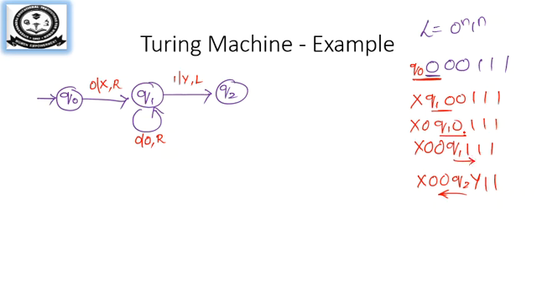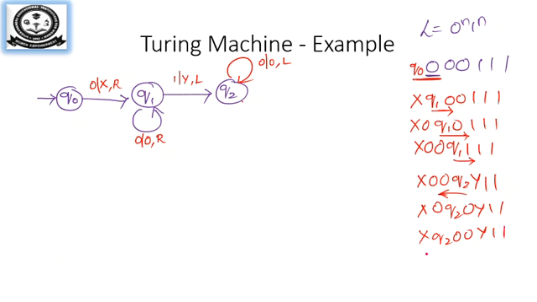Now this is the direction we have been going. In this direction, we have q2 and 0. If it is 0, I will stay in the same state, write 0 and move towards my left. So what happens? x 0 q2 0 y 1 1. Again 0, so it will be x q2 0 0 y 1 1.